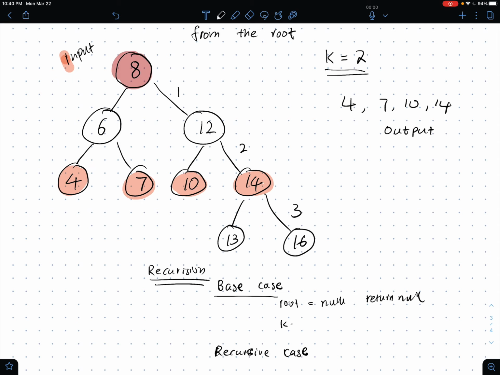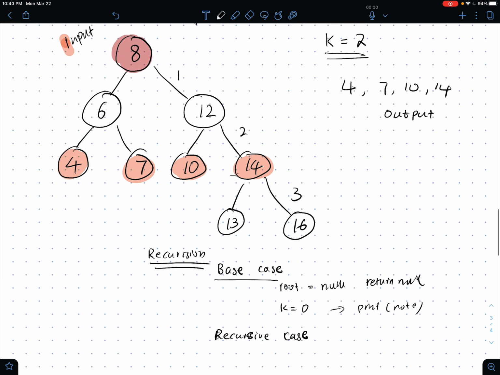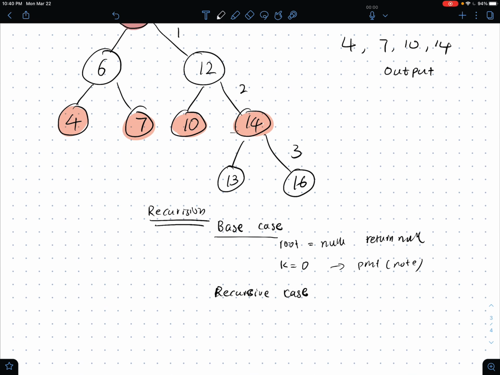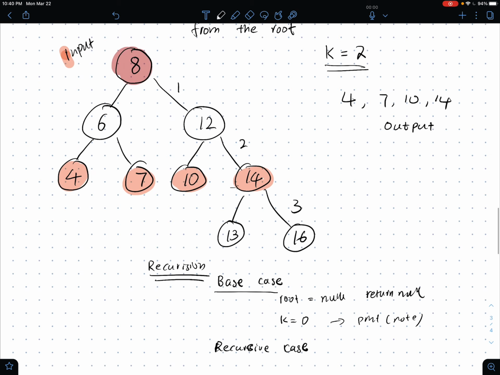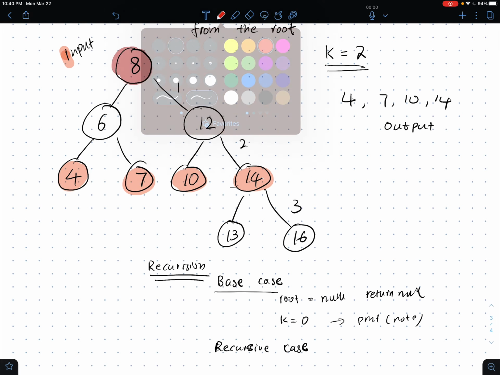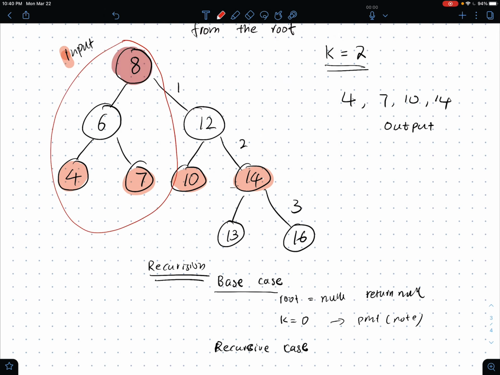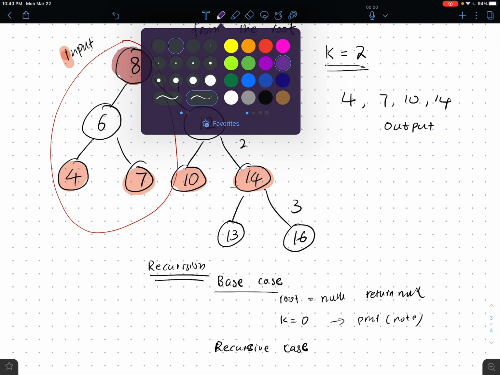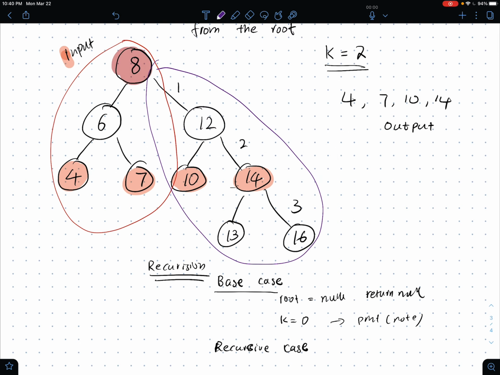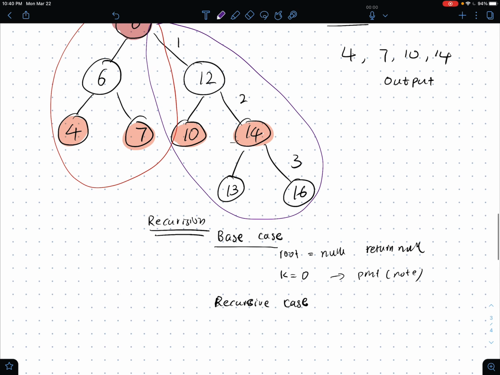The other base case is when k equals 0, then we reach the target node, right? We just need to print them out. Okay. So the recursive case is that we keep traversing to the left part of the subtree and right. We need to keep traversing this left subtree and right subtree.